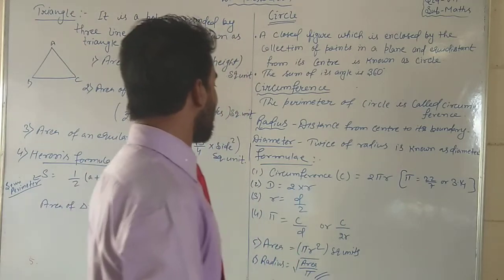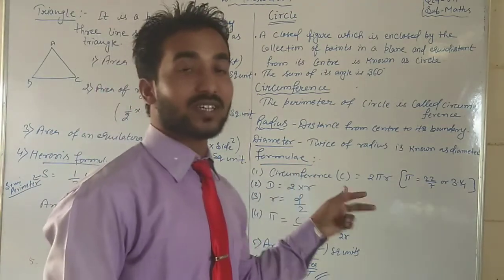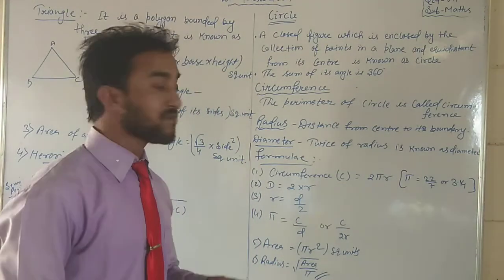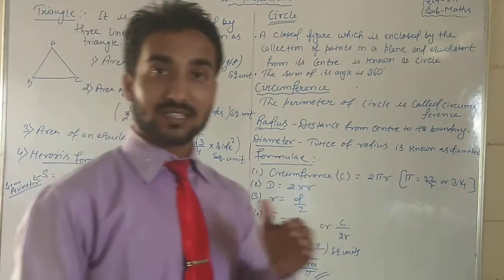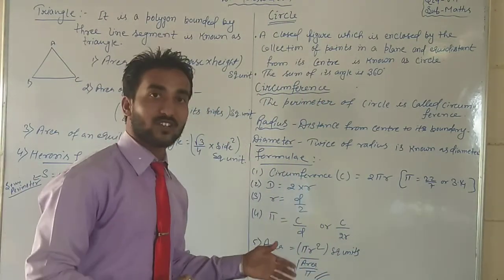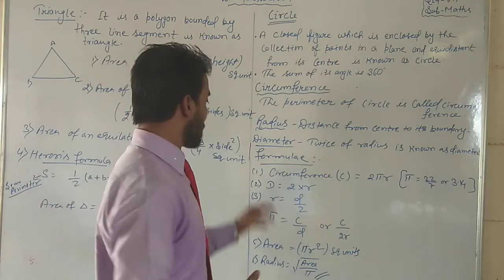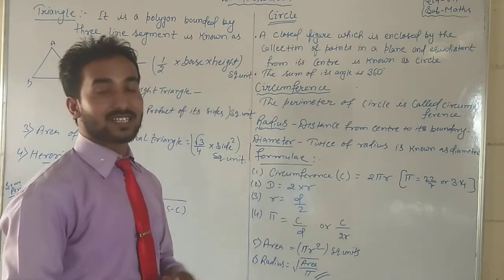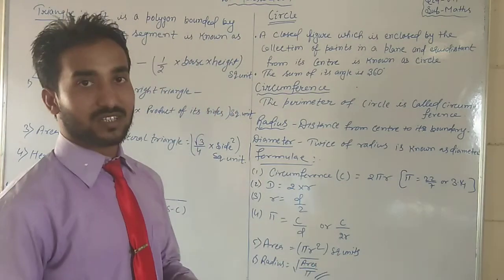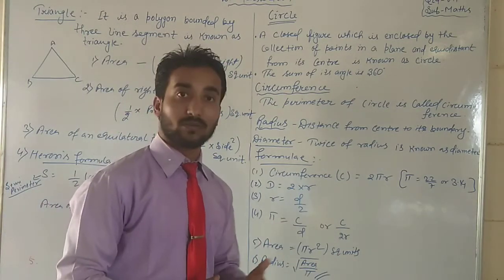The next one is d. What is d? D is the diameter. To find the diameter, as I told you, diameter is just twice the radius. So d is equal to 2 into r. Twice means double. Whatever the radius is given, we multiply it by 2, and the result will be the diameter.